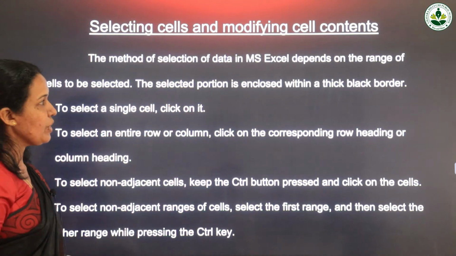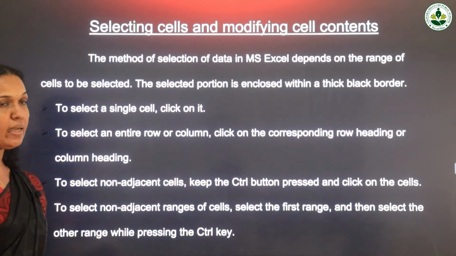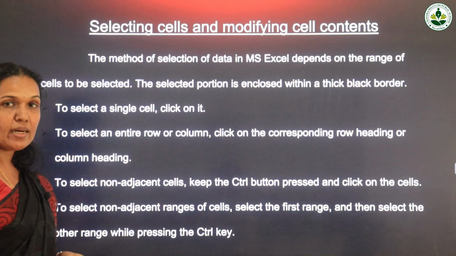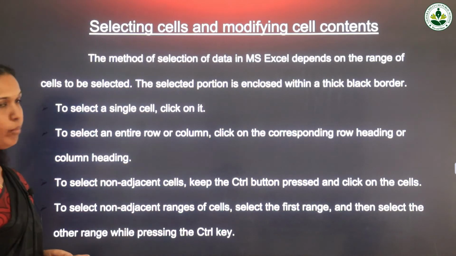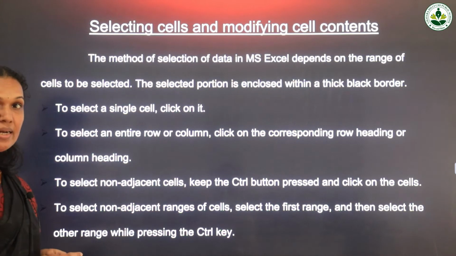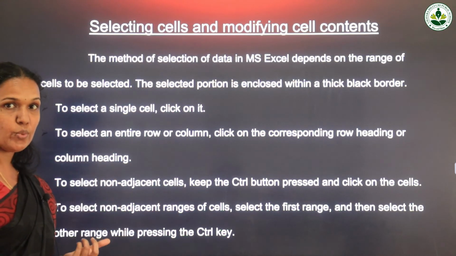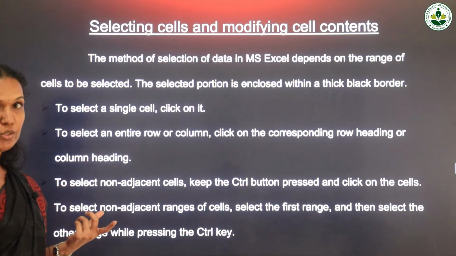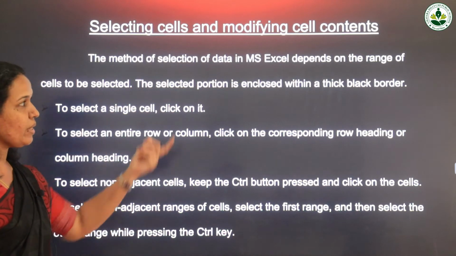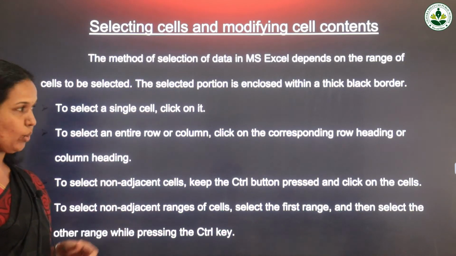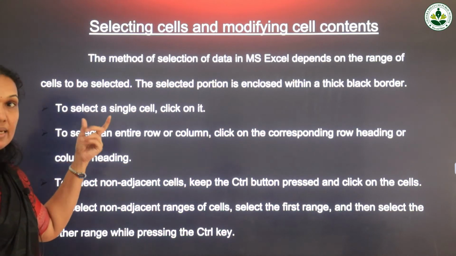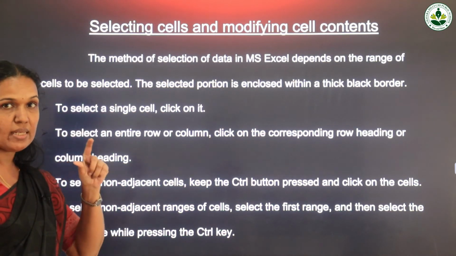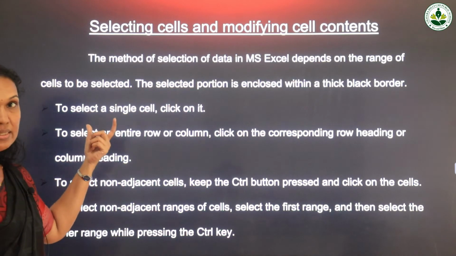The selected portion is enclosed within a thick black border. So when we select a range of cells, it will be displayed with a thick black border, and we can easily identify which cells we have selected. Then, to select a single cell, if we need to select only one particular cell, you just click on that cell.